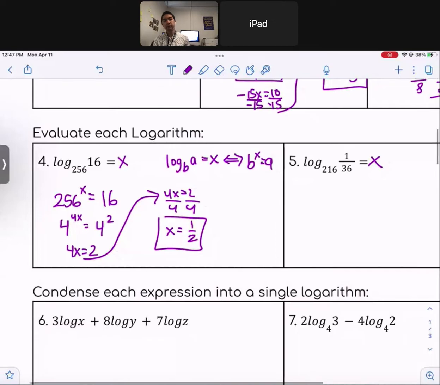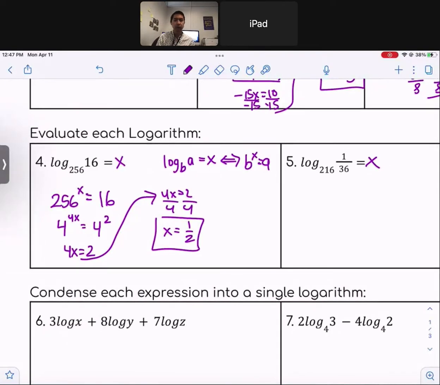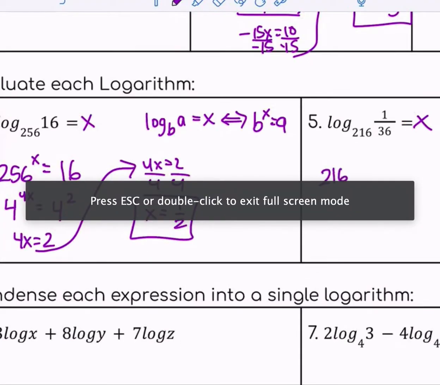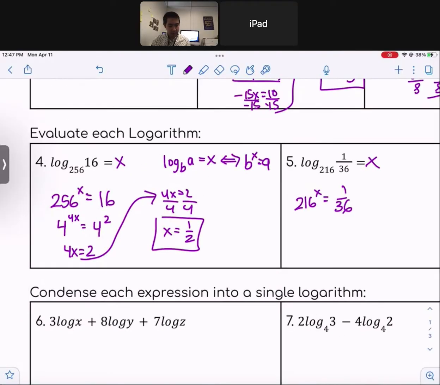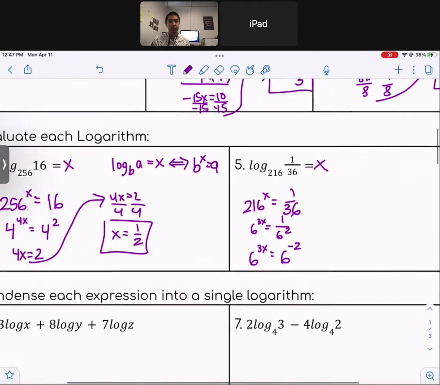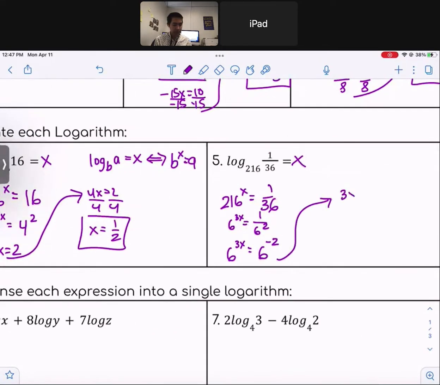Number 5, again, get it from log form to exponential, so take the base, raise it to that x power, and make it equal to 1 over 36. Now we gotta get a common base of 6, so 6 to the 3x is equal to 1 over 6 squared. Bring the 6 to the 2nd power up top, and now it's the opposite exponent, negative 2. 3x equals negative 2, divide both sides by 3, x is equal to negative 2/3.